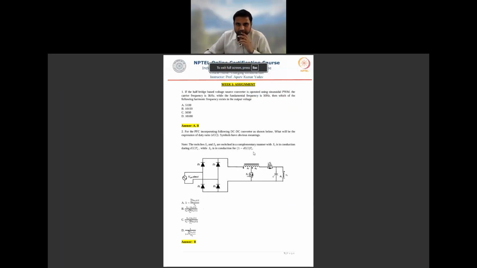Okay, so the first problem, if you see in week 5, was related to the PWM operation. In that we are given a 50 hertz fundamental frequency, and the carrier frequency is at 5000 hertz. So if you do simple mathematics, what we will get is our frequency on the side bands of 5 kilohertz.